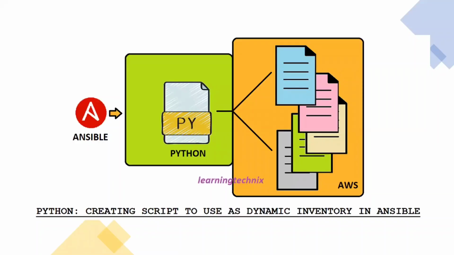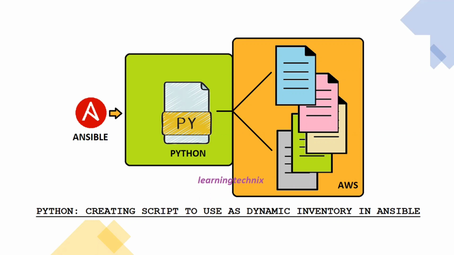Hello everyone. In this video tutorial, we are going to create a Python script that uses the AWS CLI to retrieve a list of public IP addresses of the available EC2 instances, and then format the output as a JSON object, as it is the mandatory requirement for any inventory script to act as a dynamic one. So you just need a script that generates a JSON output, which Ansible can parse.